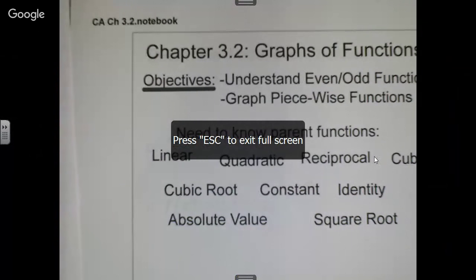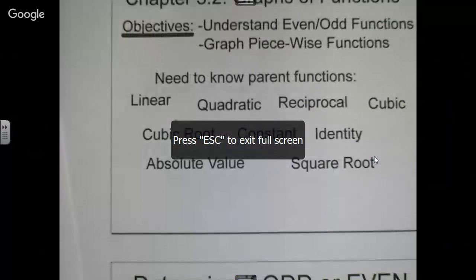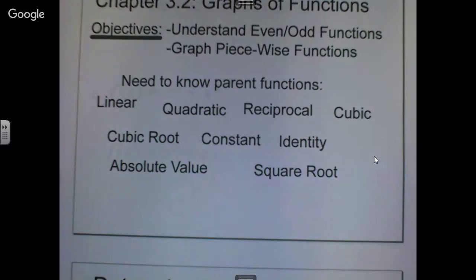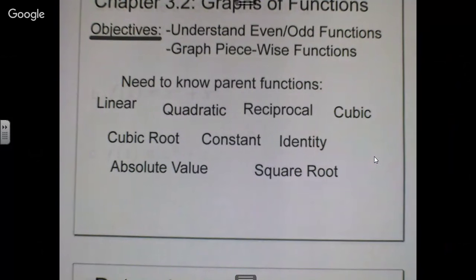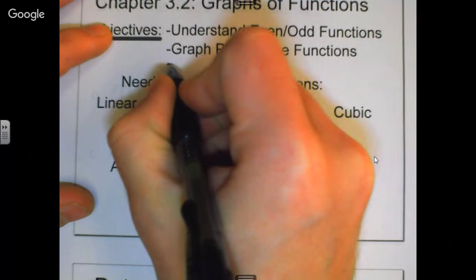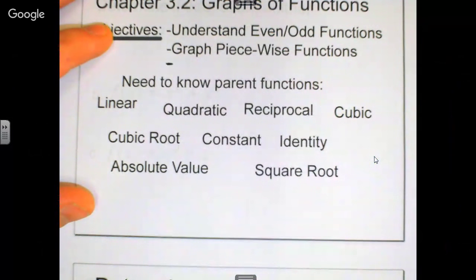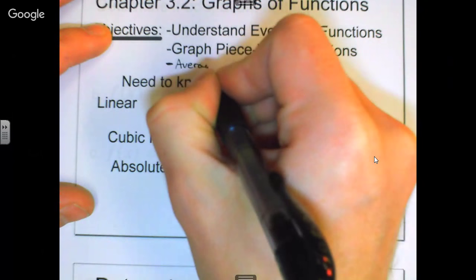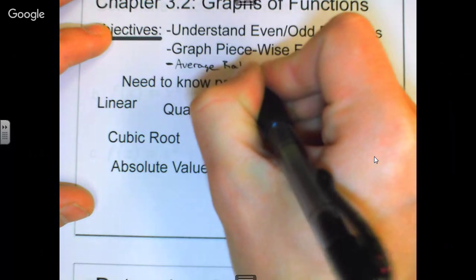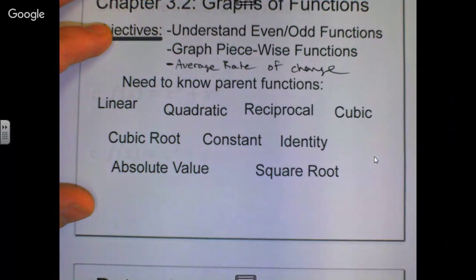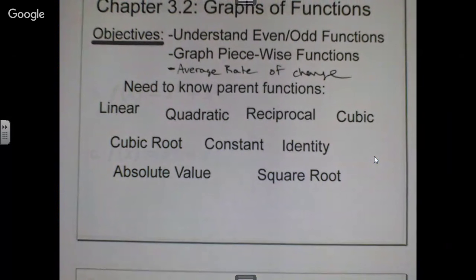Okay, thanks for joining us for chapter 3.2, which is graphs of functions. We're going to look at understanding odd and even functions and graph piecewise functions. We're also going to look at the average rate of change in these notes.